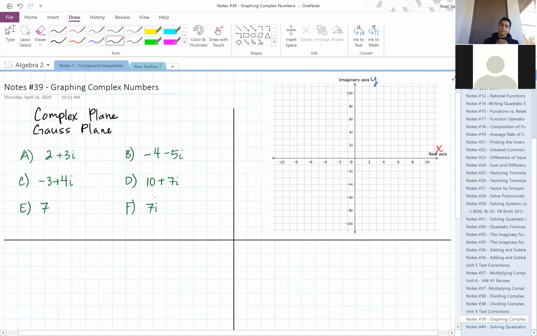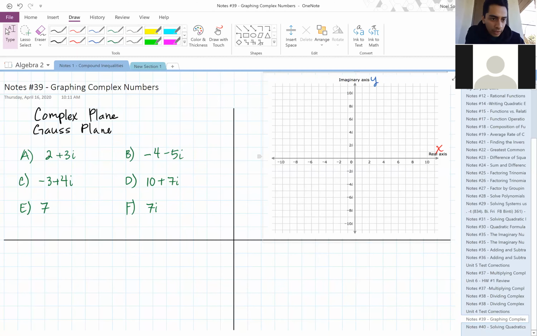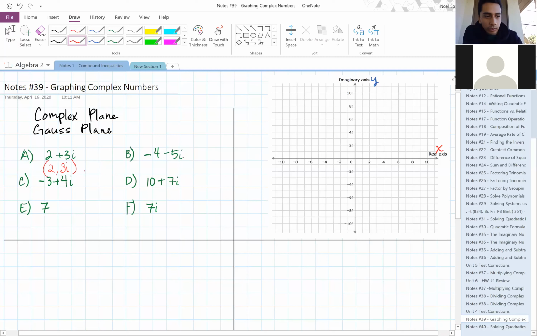Okay, so it's really simple how to graph these. You want to think of them as coordinates. So how are they split up? If this was a coordinate, you would have a 2, comma, well, that's a positive 3i, so 2 comma 3i. So where is that coordinate? You would travel 2 units along the real axis, 1, 2, and then you would go up 3 units on the imaginary axis, 1, 2, 3. So you would put a point right here.